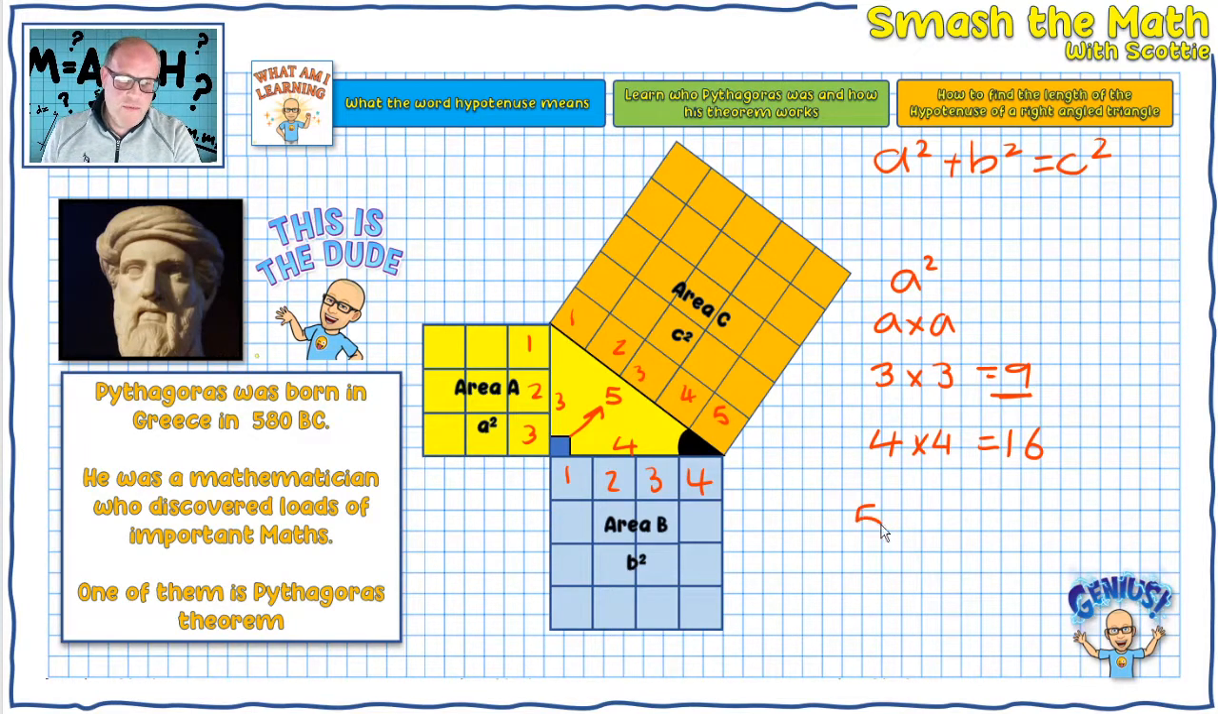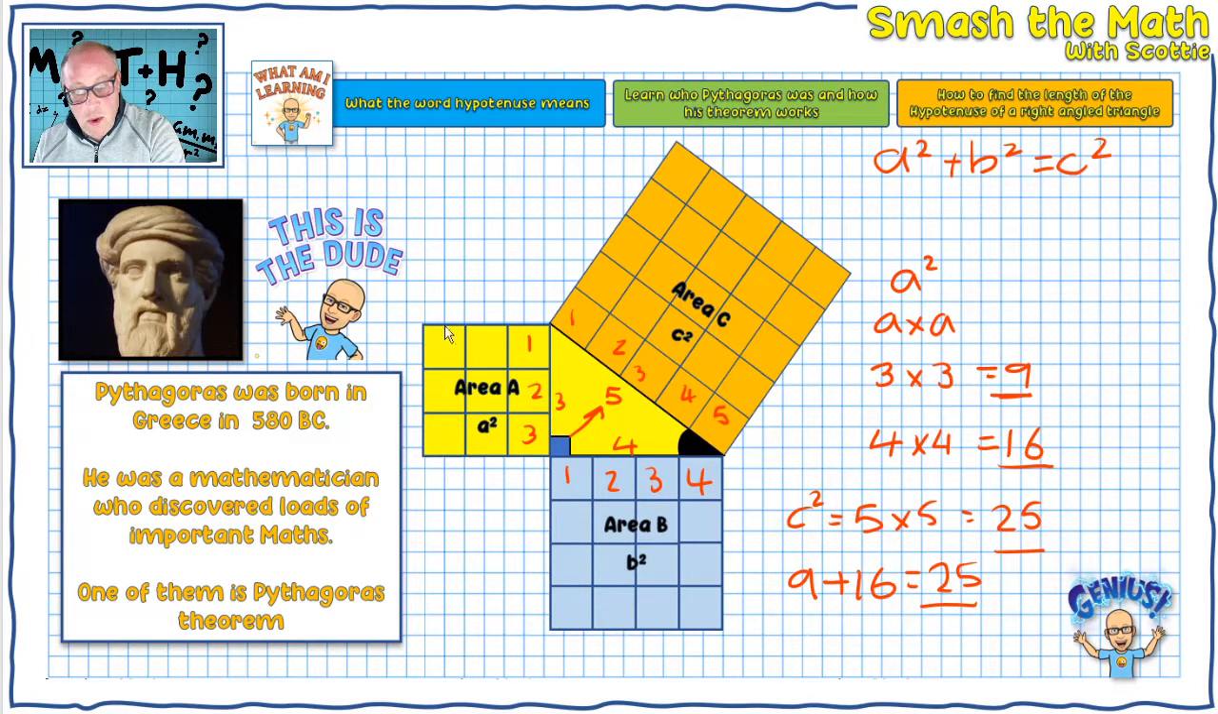Okay, so we've got 5 times 5, because remember it's c squared. So 5 times 5 is 25. So there are 25 squares in this square here, 25 centimetre squares. And if we add those two together, they should equal that. So remember, we've got 9 and we've got 16. So 9 plus 16 equals 25, which is the same.